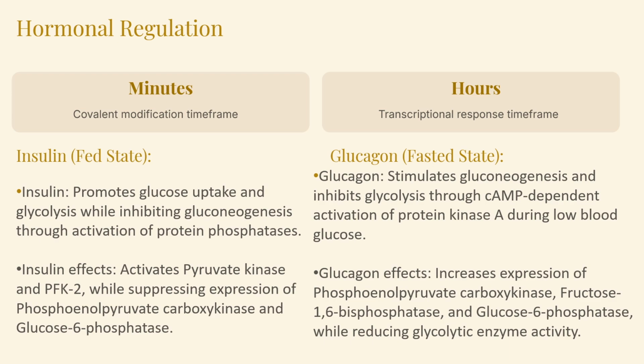In contrast, glucagon functions primarily during fasting or when blood glucose levels fall. It signals the liver to produce and release glucose into the bloodstream. Glucagon activates a signaling pathway involving cyclic AMP, which in turn activates protein kinase A. This kinase phosphorylates several metabolic enzymes, leading to inhibition of glycolysis and stimulation of gluconeogenesis.